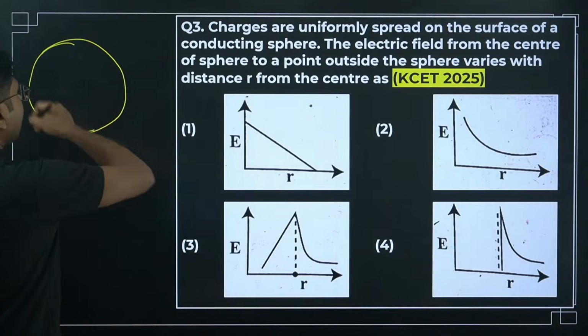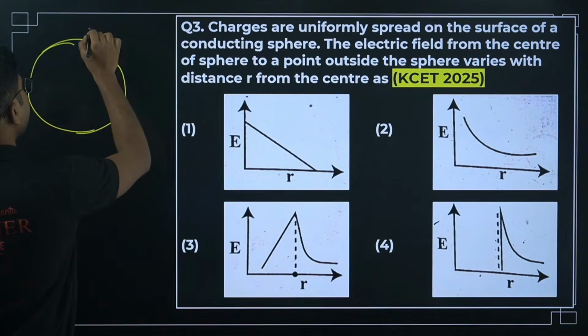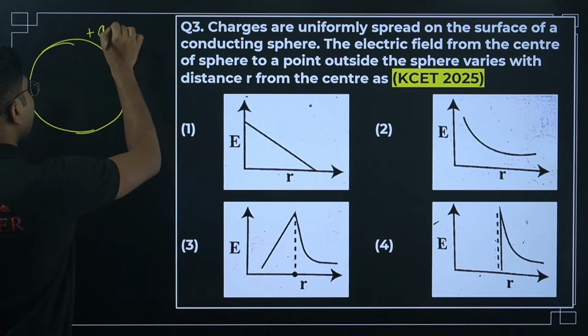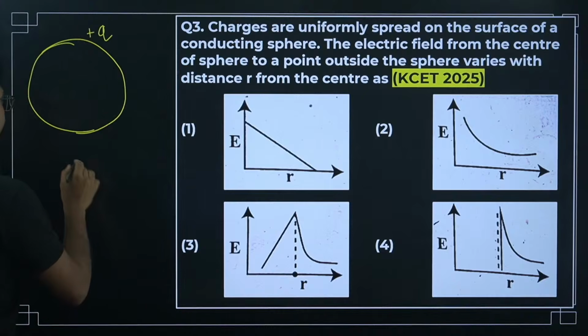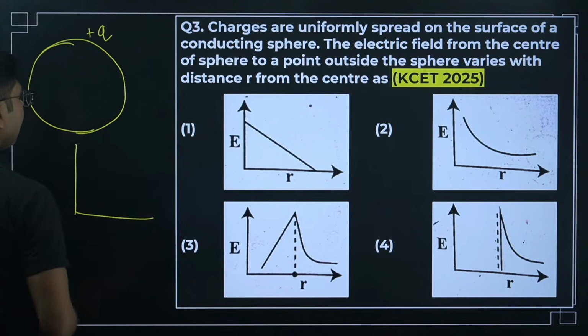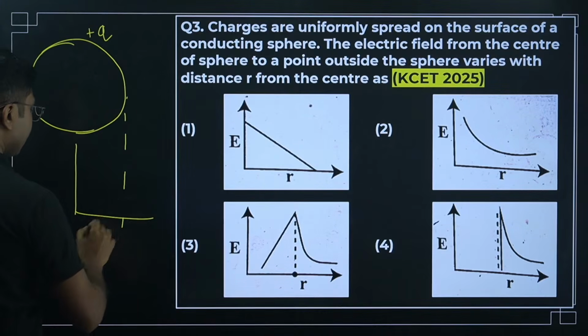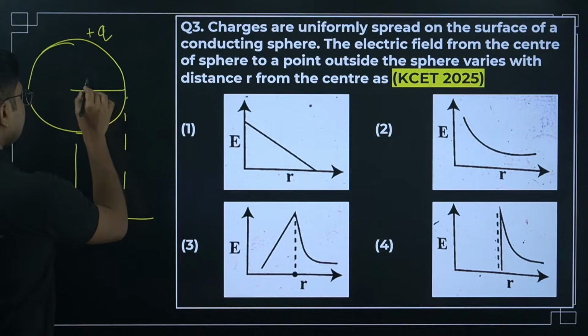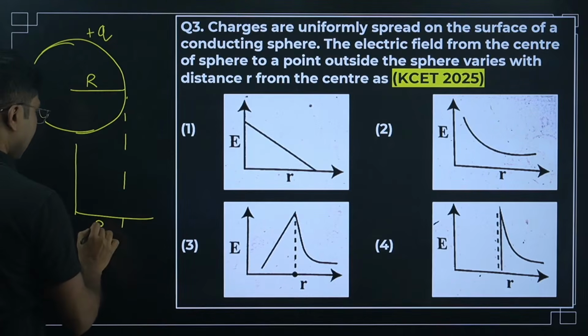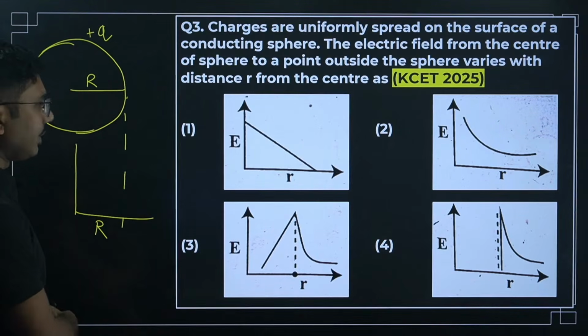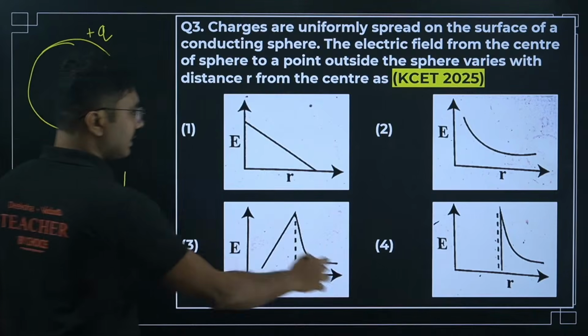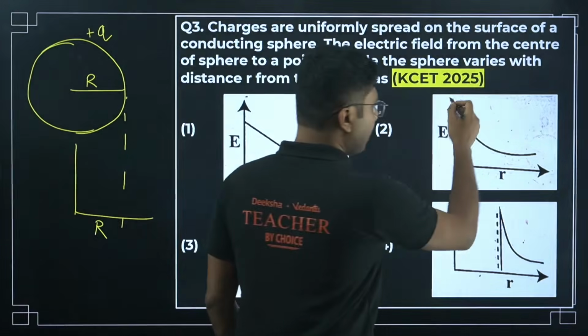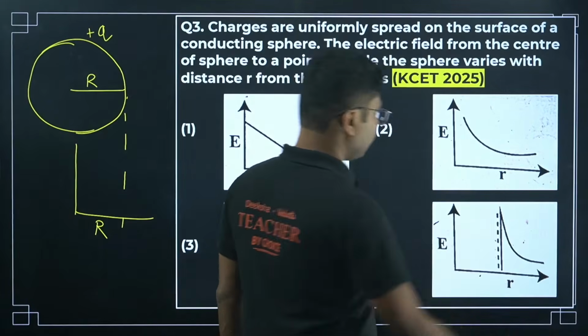So here we have a sphere, and some charge is given on this sphere. Now you are plotting the electric field of this sphere. This is the distance, radius r. Now how will the electric field look? Will it be like this? Will it be like this? Will it be like this? Or will it be like this? So let's see.